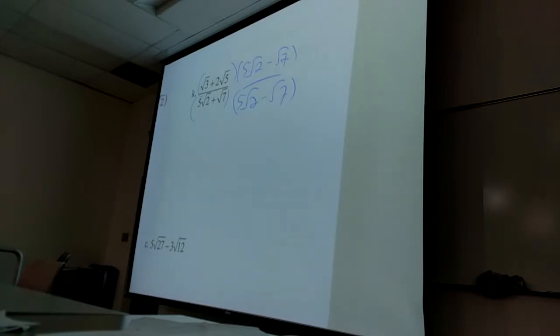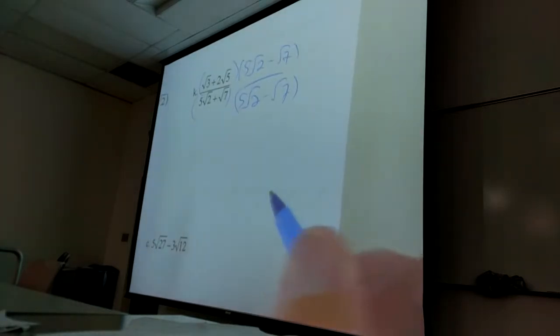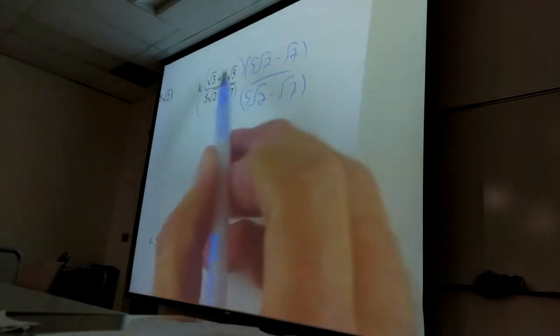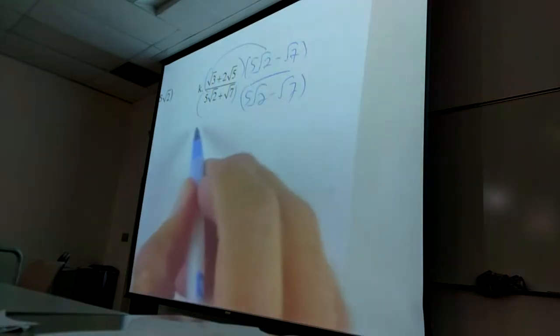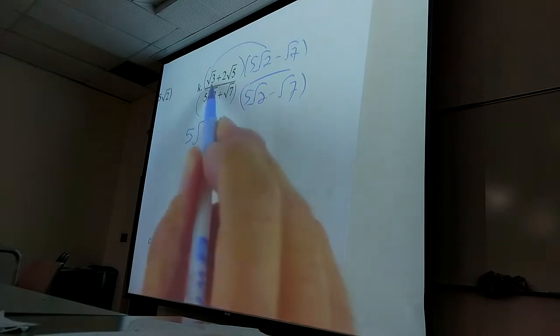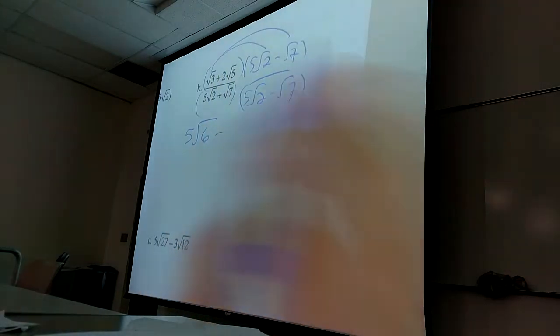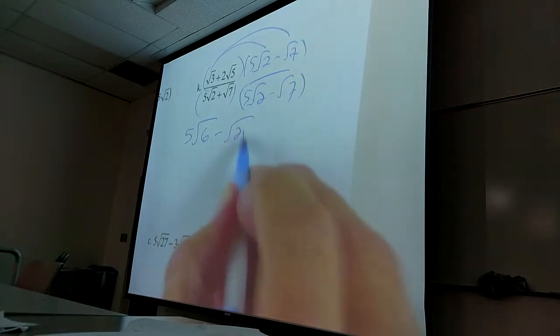So now you just FOIL. Is that cool? Once you see this first step, you should be able to attack this. Let me see if that's true. Looking at your faces and not getting a thing. So let's see. Rad 3 times 5 rad 2 would be 5 rad 6. Rad 3 minus rad 7. When you multiply those, you get minus rad 21.